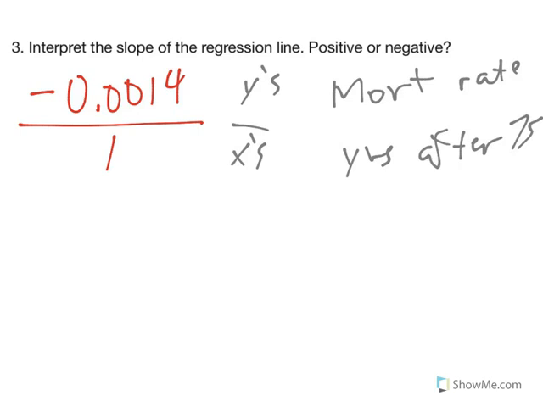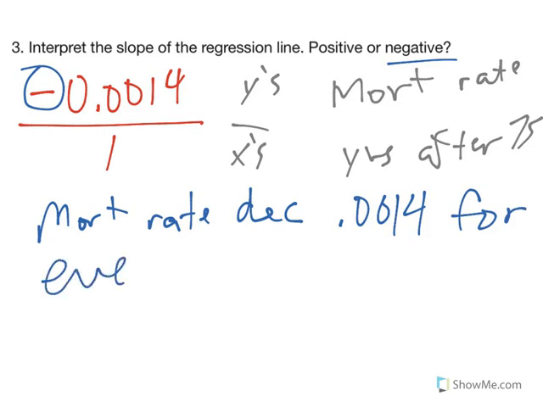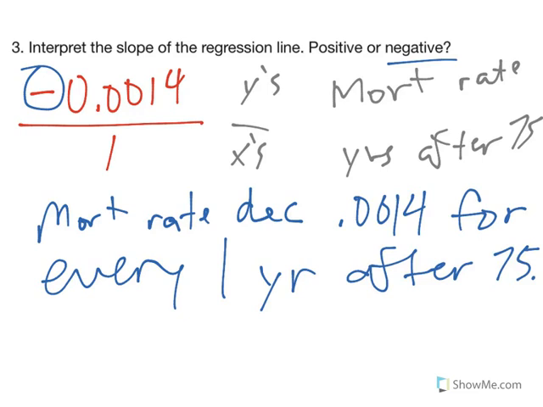So when you are interpreting this, because it's negative, which answers the second question, we know that it's decreasing. So your mortality rate is decreasing by 0.0014 for every 1 year after 1975. So again, it really helps to do this whole y's over x's, because you know slope is change in y over change in x. What do those represent? Identify your independent and your dependent variable. It makes interpreting slope so much easier.